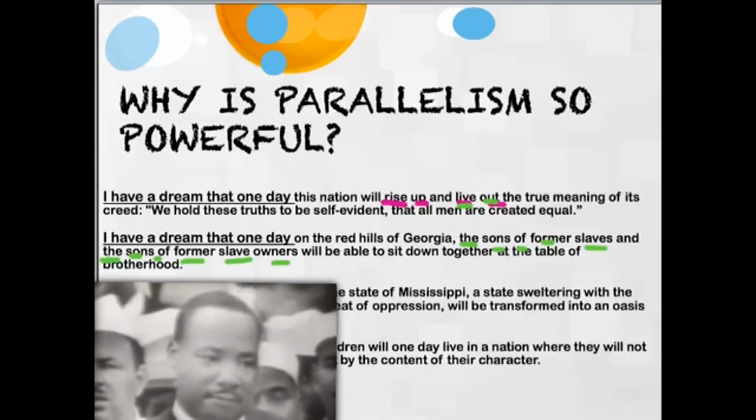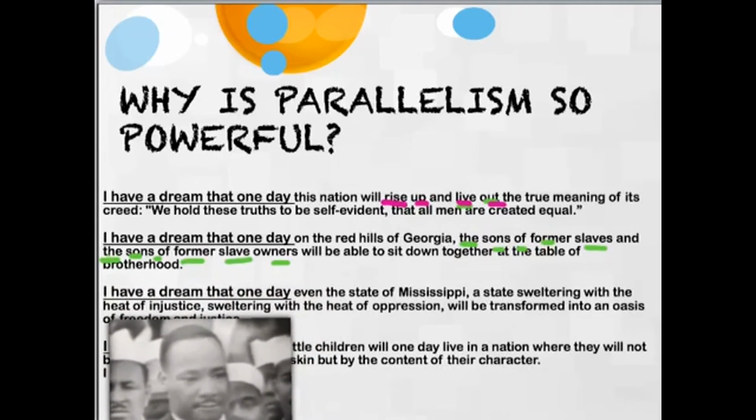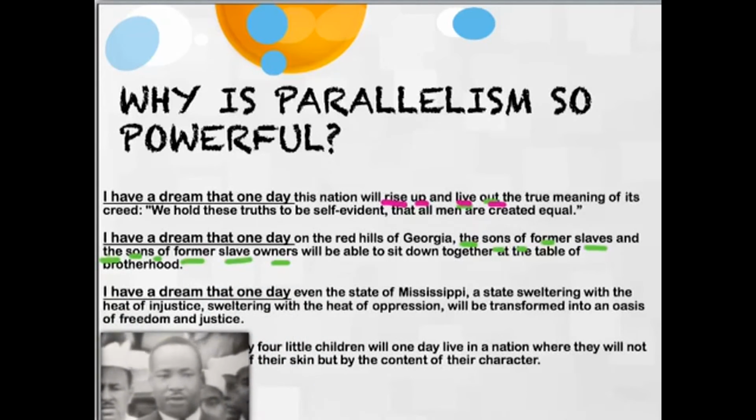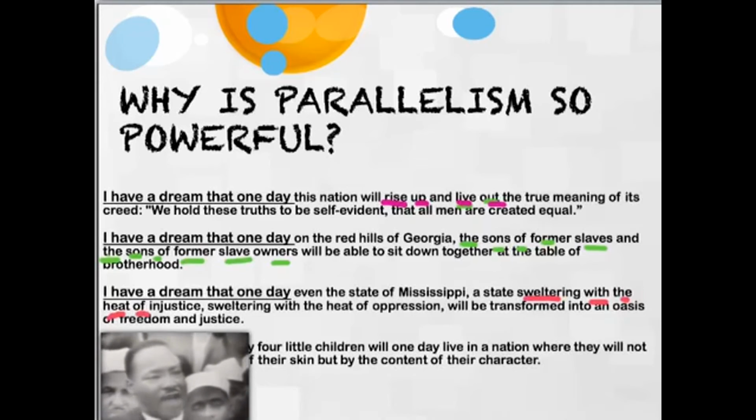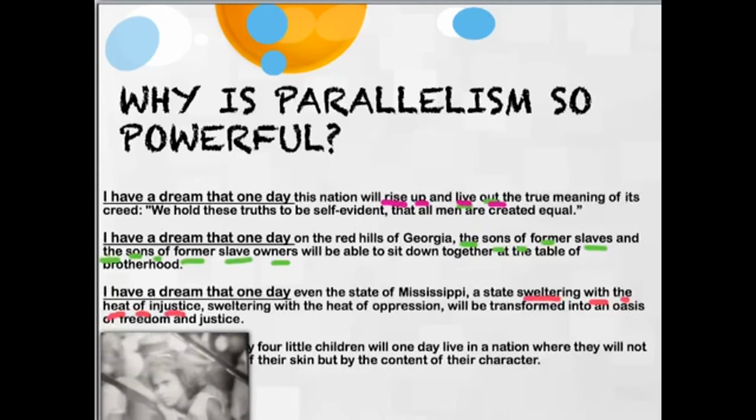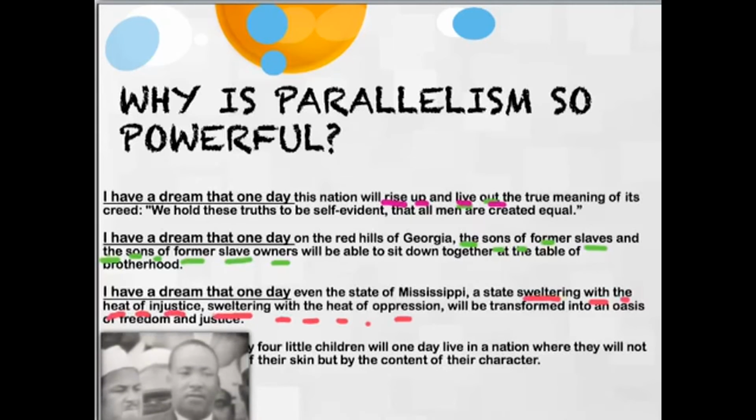I have a dream that one day even the state of Mississippi, a state sweltering with the heat of injustice, sweltering with the heat of oppression, will be transformed into an oasis of freedom and justice.